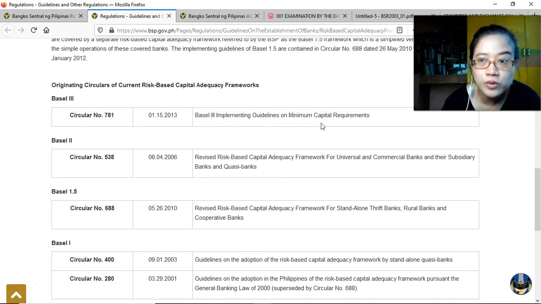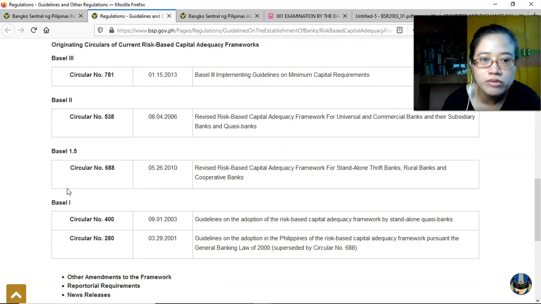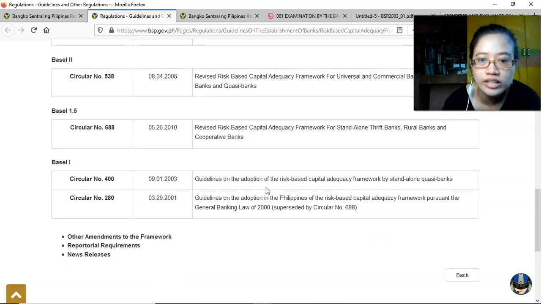Basel III Implementing Guidelines on Minimum Capital Requirements. Basel II, Circular Number 538, titled Revised Risk-Based Capital Adequacy Framework for Universal and Commercial Banks and Subsidiary Banks and Quasi-Banks. Basel 1.5, or Circular Number 688, Revised Risk-Based Capital Adequacy Framework for Stand-Alone Thrift Banks, Rural Banks, and Cooperative Banks. Basel 1, Circular Number 400, Adoption of the Risk-Based Adequacy Framework by Standalone Quasi-Banks. Circular 280, Guidelines and Adoption of the Risk-Based Capital Adequacy Framework pursuant to the GBL of 2000.